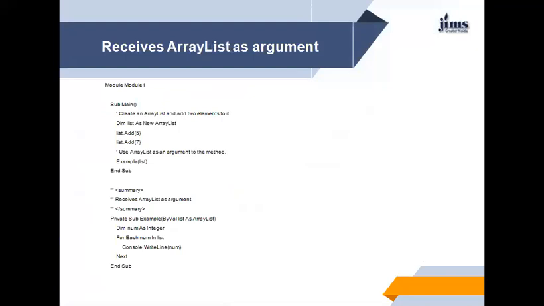Dim list As New ArrayList, so it's an ArrayList. Now we can add elements: list.Add(5), list.Add(7). Now this is an example, and this one receives the ArrayList as an argument, and you will print it with the help of a For loop. The main thing to remember is that you can add to and delete elements from the ArrayList as and where you require.